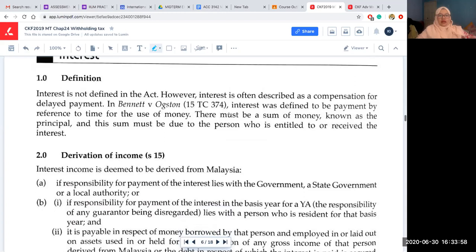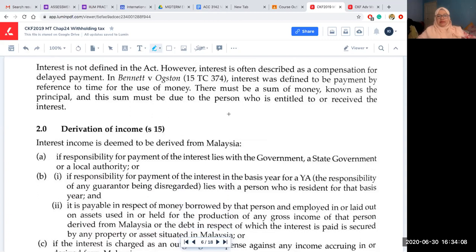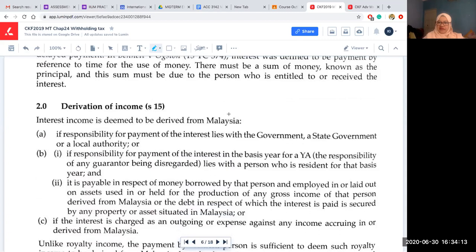Compensation for delayed payment, right? The time for the use of money. There must be a sum of money known as the principal, and this sum must be due to the person who is entitled to receive the interest. Okay. Look at the derivation, right? It's a bit different from your royalty income and contract payment.